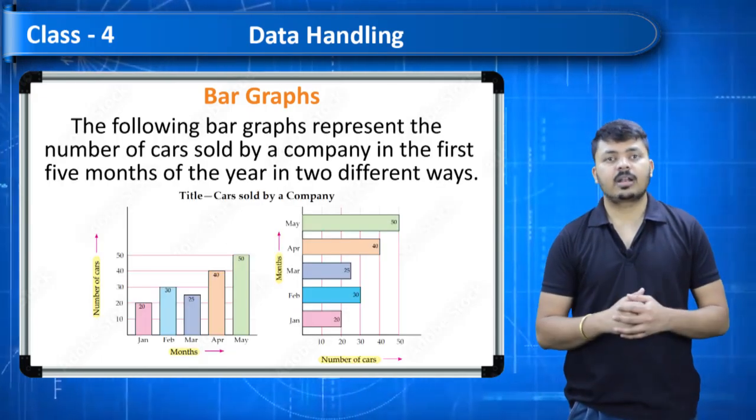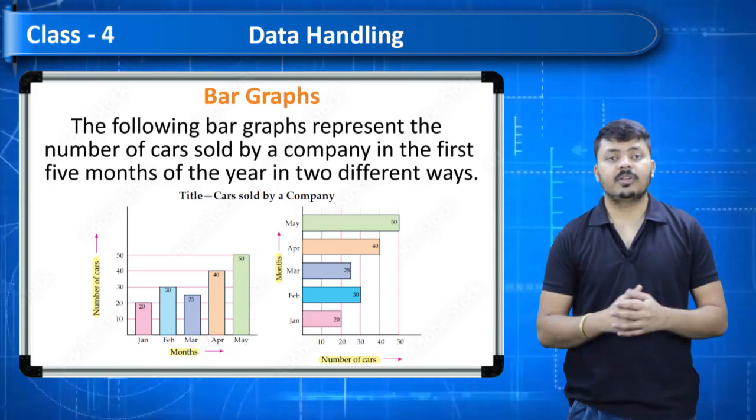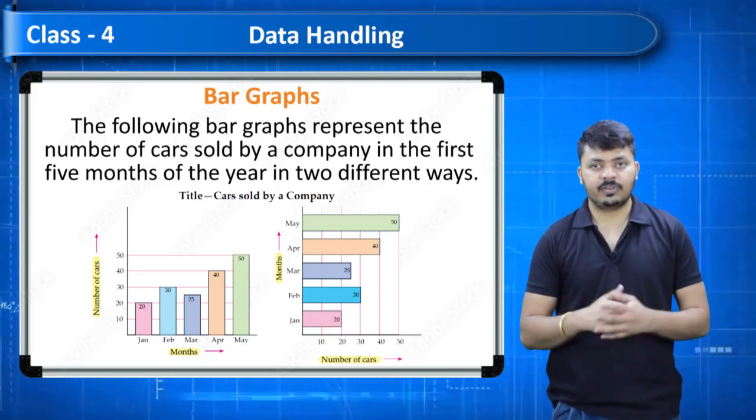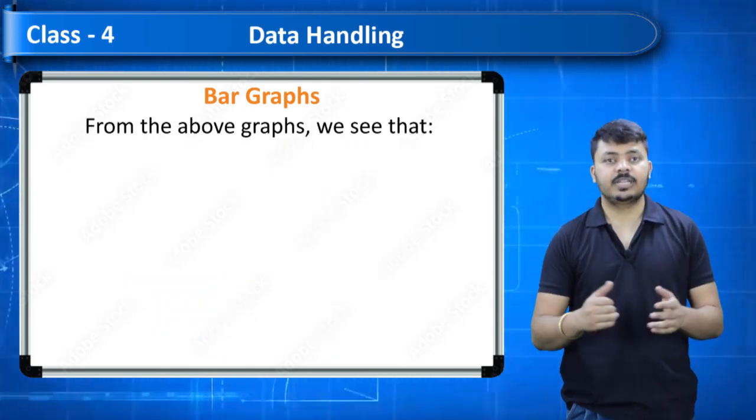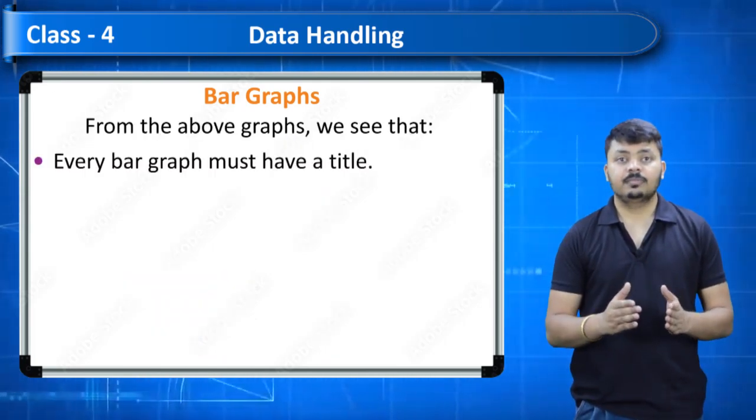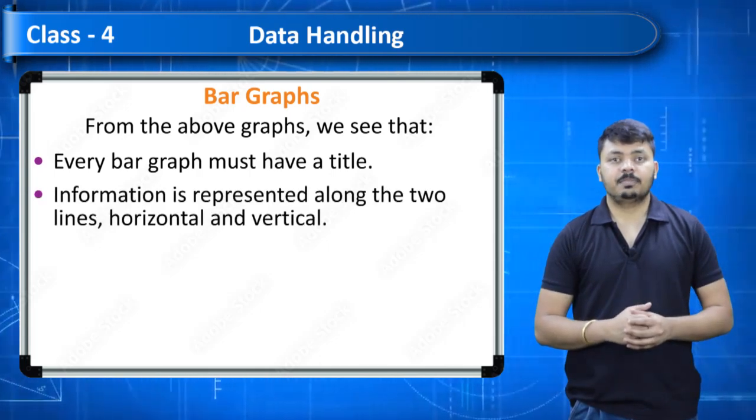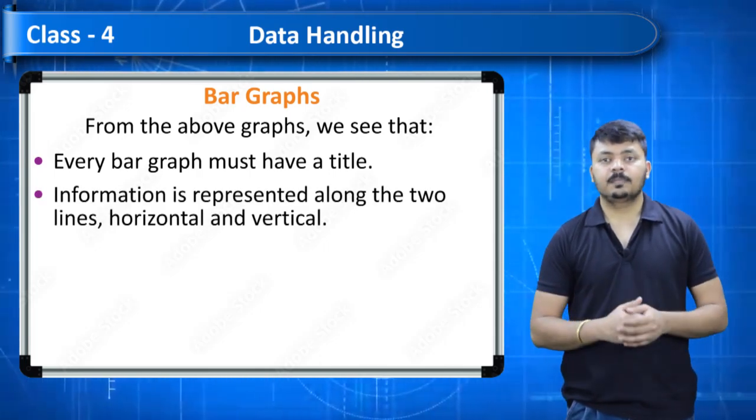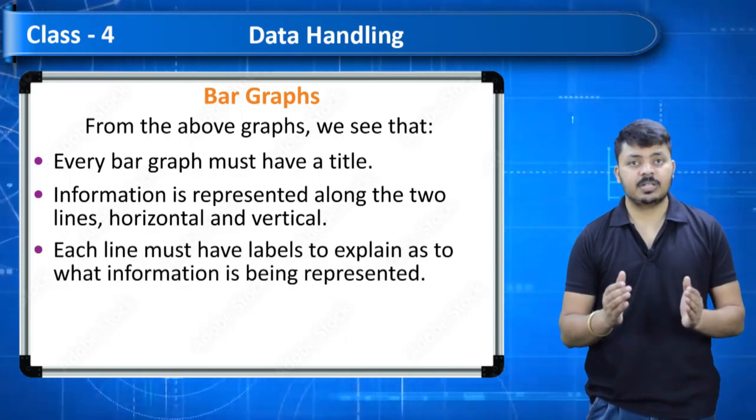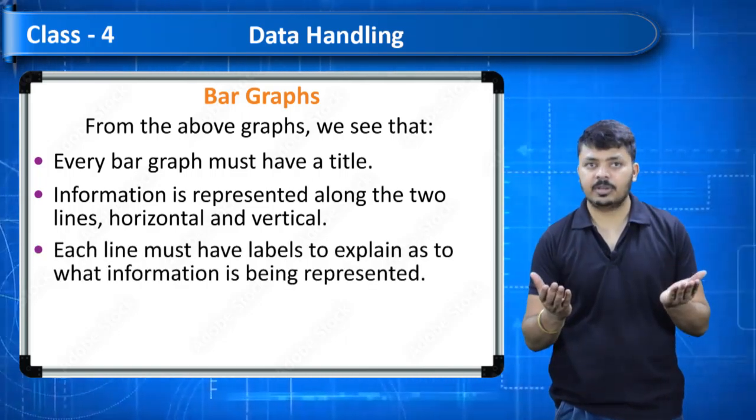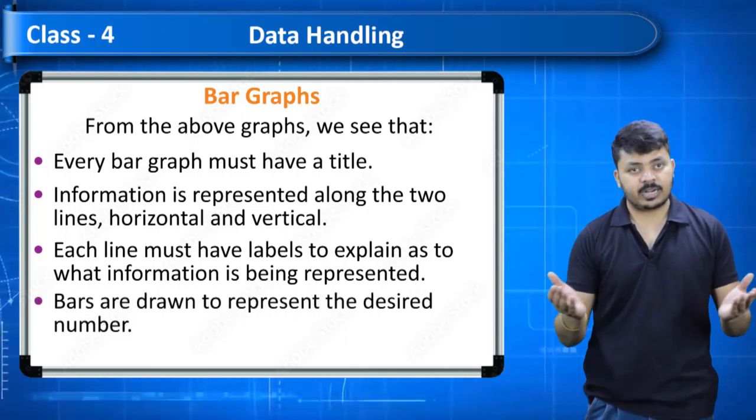The following bar graphs represent number of cars sold by a company in the first 5 months of the year in two different ways. As you can see from the above graph, every bar graph must have a title. Information is represented along two lines, horizontal and vertical. Each line must have labels to explain what information is being represented. Bars are drawn to represent desired numbers.